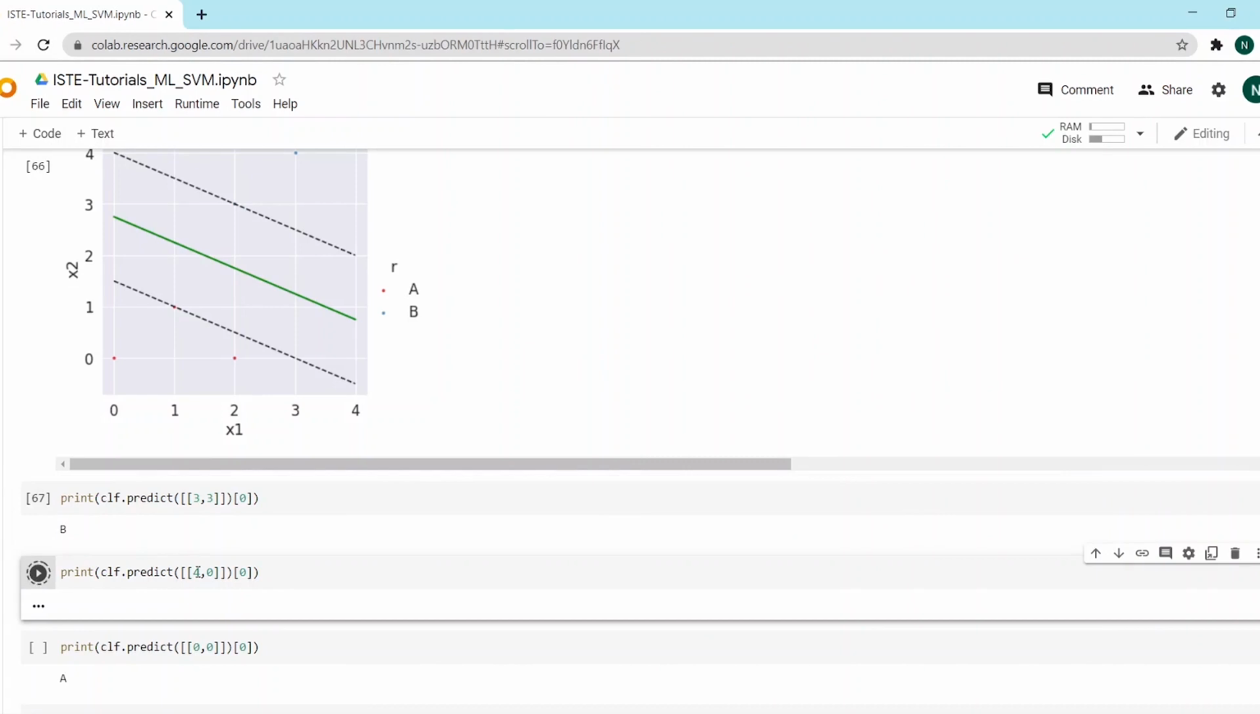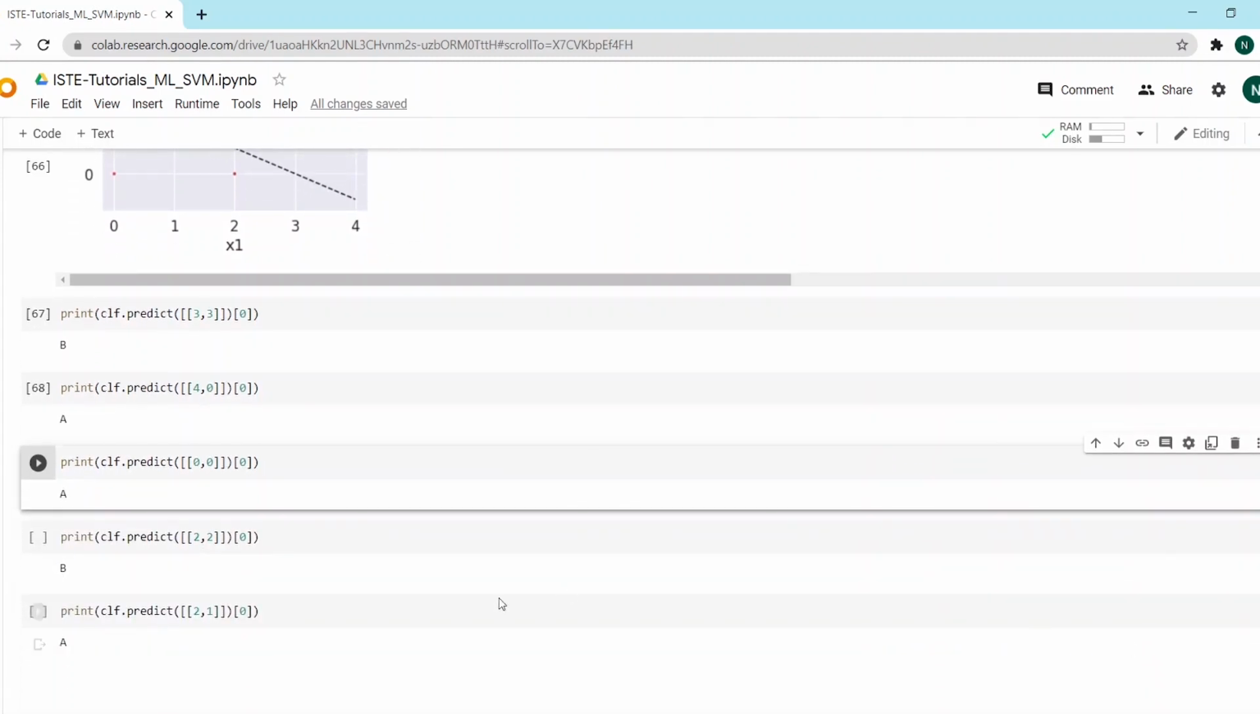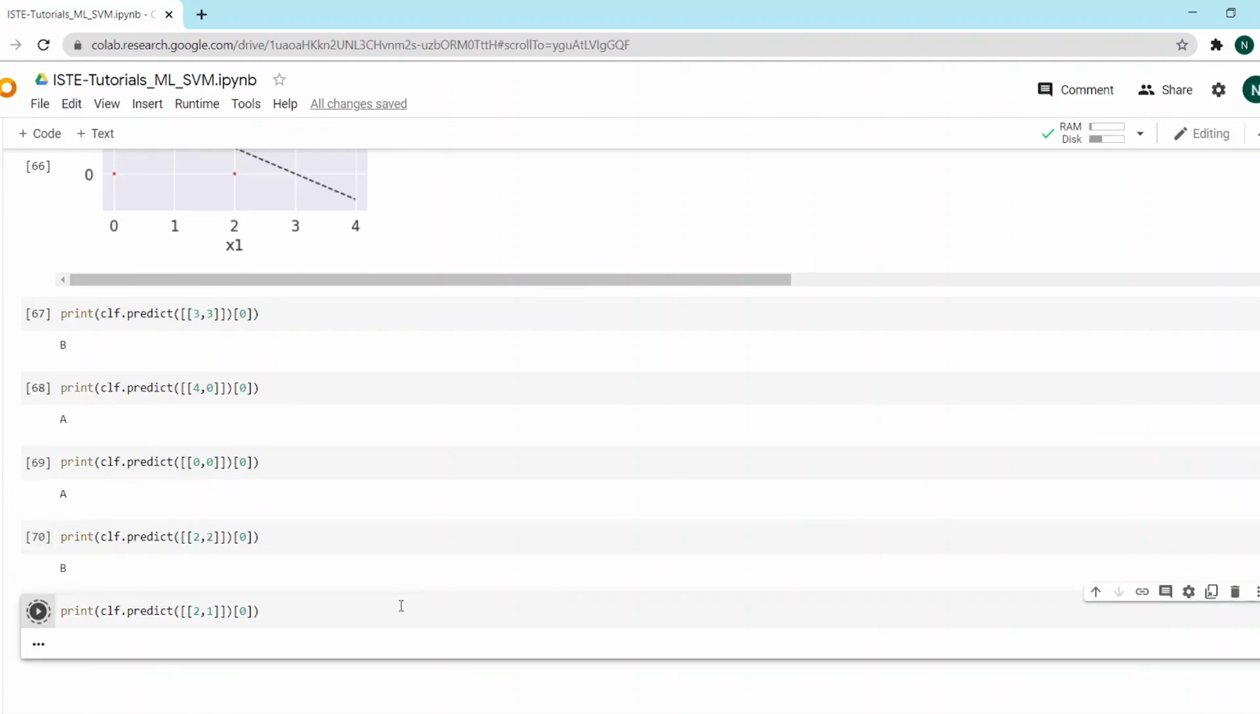Similarly, if you take 4 comma 0, it will obviously lie here, that is class A, so it will say class A. Same with the origin, it is already trained data of A, so it will say A. Obviously the model is going to perform well on trained data and also untrained data. So these are some of the examples you saw.